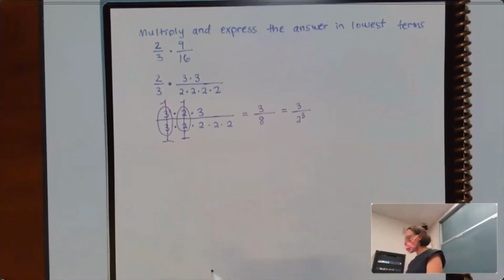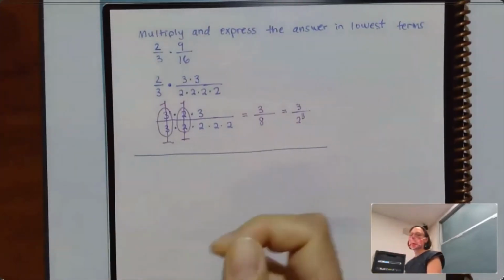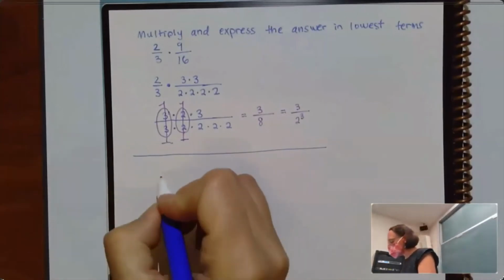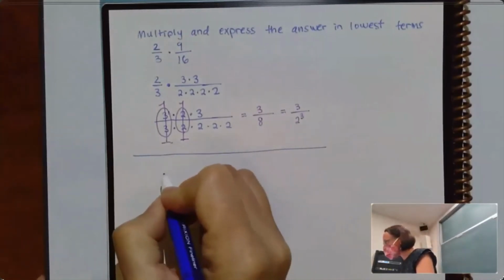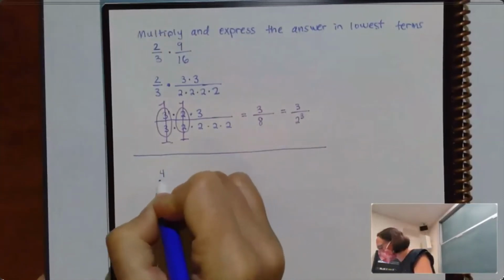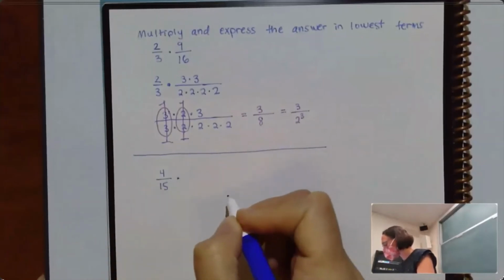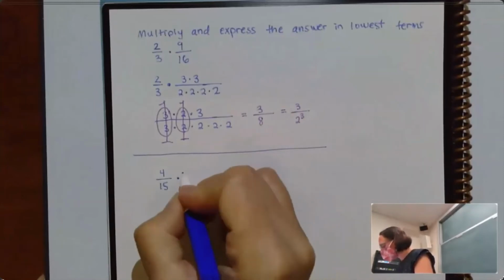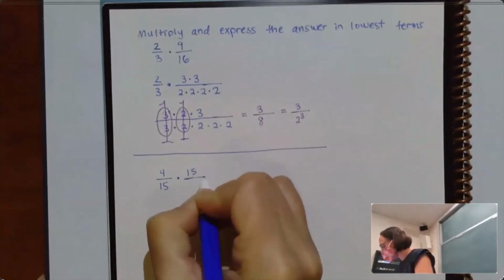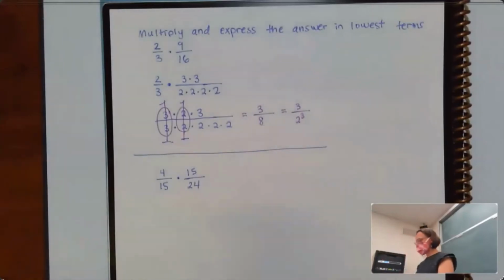Now, part of the reason that I like to write in my 1s instead of canceling is that if I had something maybe about 4/15 times 15 over 24.